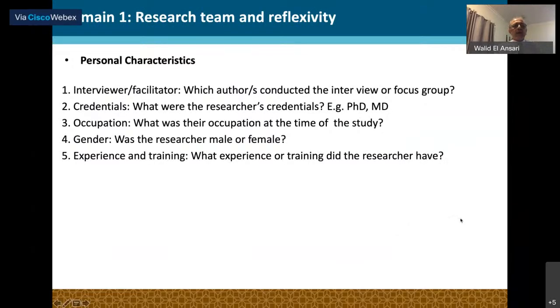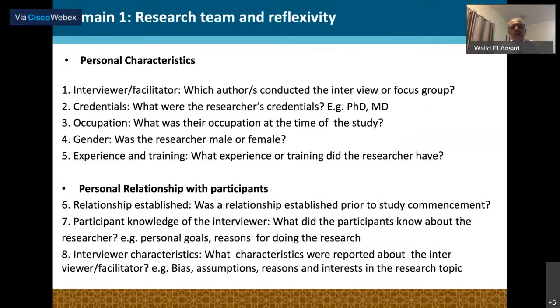So one of the things I would ask myself: did they tell us which of the authors conducted the interviews or the focus groups, for example? Is it stated what the researchers' credentials are? What was their occupation at the time of the study? Was the researcher male or female, and what was their experience or training? These are things so that the reader can build up his or her own opinion about the investigators in this study.